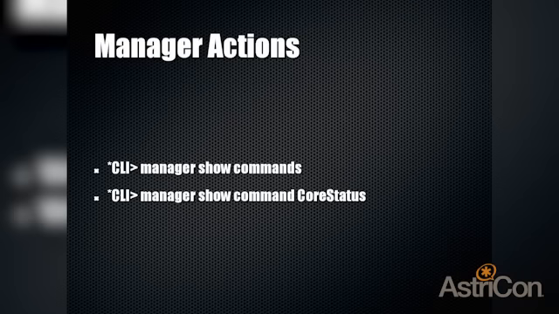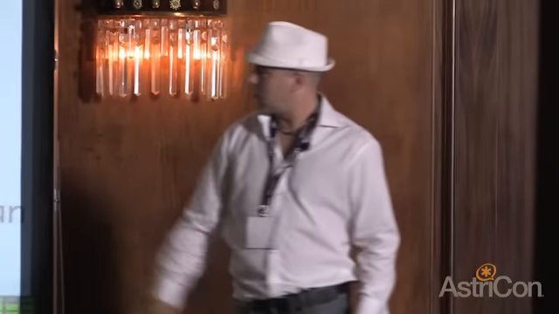Okay, so manager show commands. What that's going to do is print a list of all the commands that you can do. You can see here, for example, originate is down there, originator call. If we want to see some more information about that, we can go manager show command originate. This is really, really big. Anyway, what it does here is it says these are the things that you can pass it.